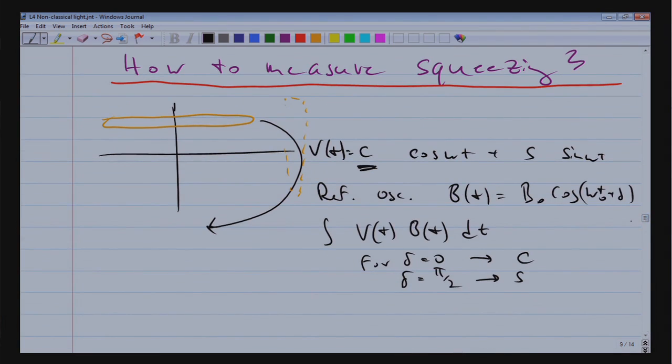So therefore, you can have a measurement. It's a phase-sensitive measurement by multiplying your signal with a local oscillator, where you are only sensitive to the component you have squeezed, and therefore your measurement uncertainty has now been reduced by the squeezing factor.